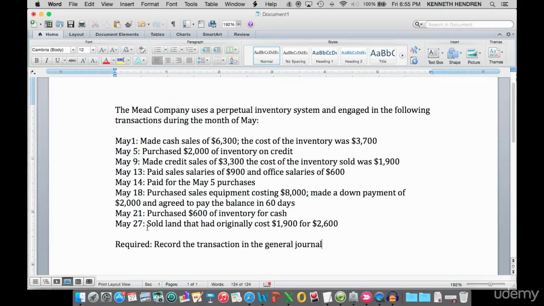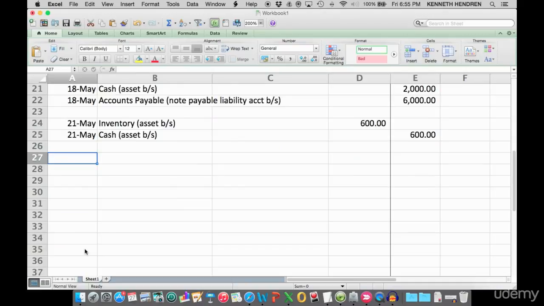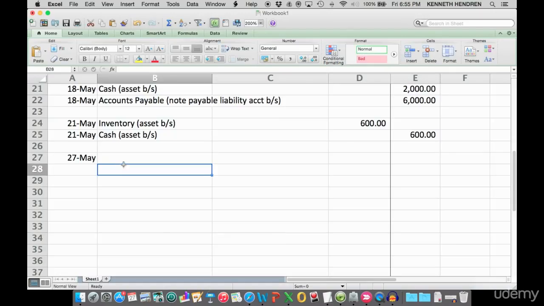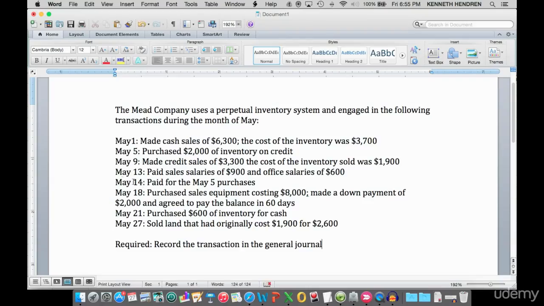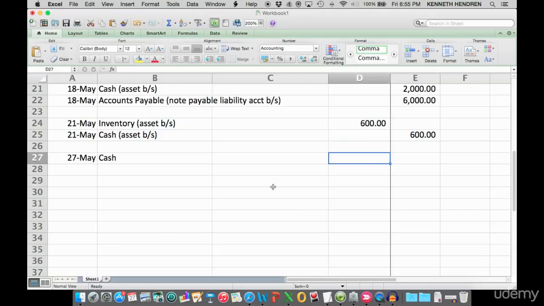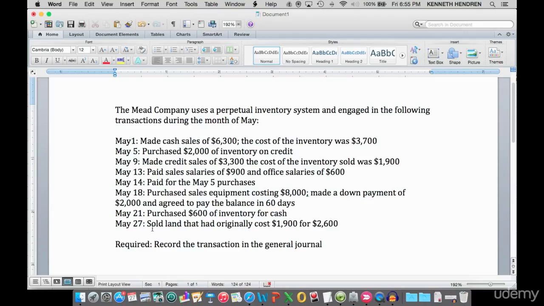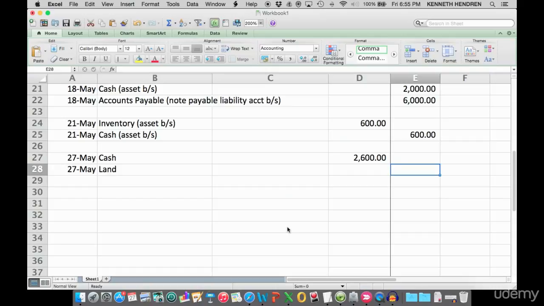Then, the last entry is May 27th. Sold land that had originally cost $1,900 for $2,600. So, we got cash. Sold land for $2,600, so we got cash of $2,600. And now we're selling the land, so we don't have the land anymore. That's a credit for the original cost of $1,900.